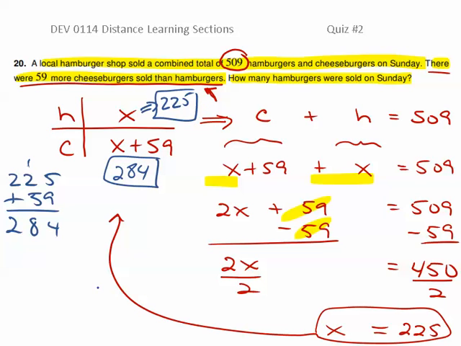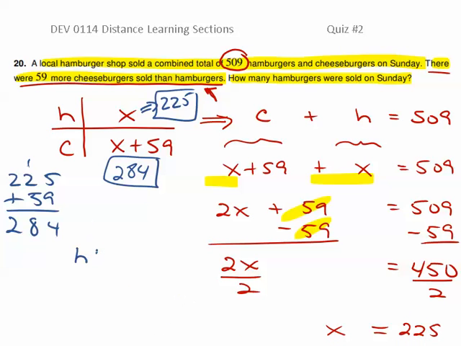So let's see if things make sense in the problem. We need to check it, and we have to check it back in the original words of the problem. If we sold 225 hamburgers and 284 cheeseburgers, that needs to add up to be 509. So let's add these together. 5 plus 4 is 9. 2 plus 8 is 10 with a carry. So they do add up to 509.